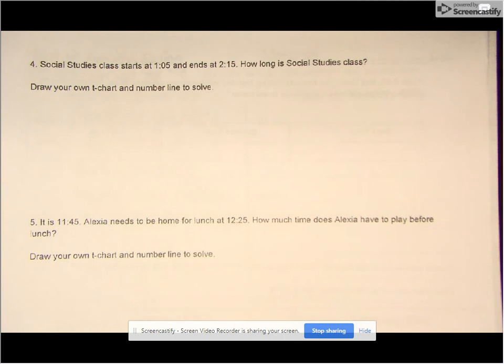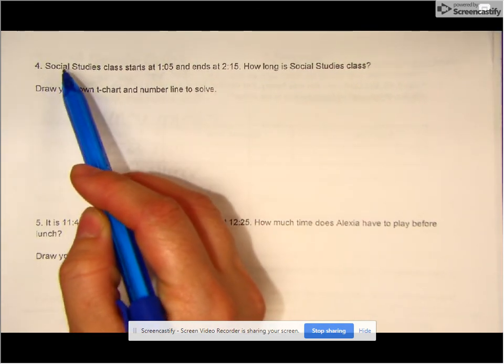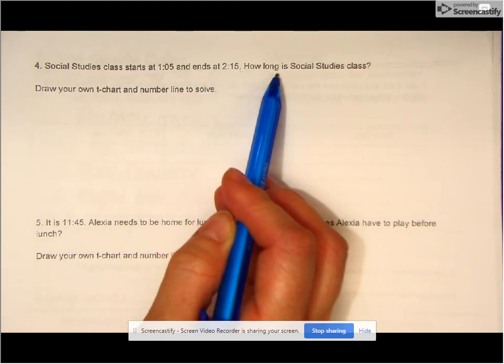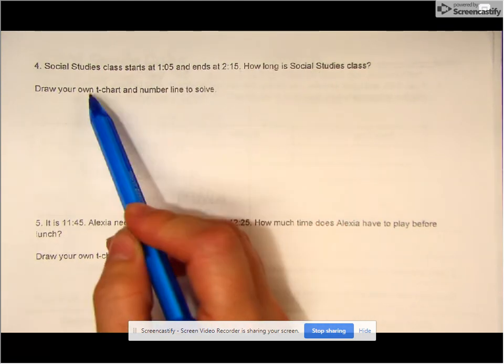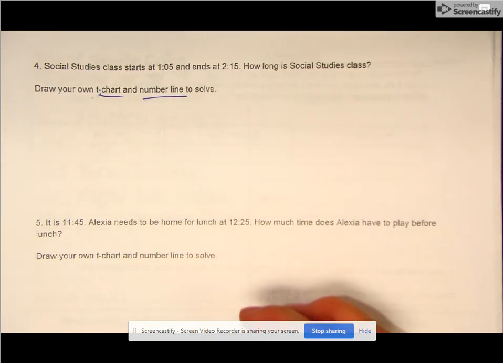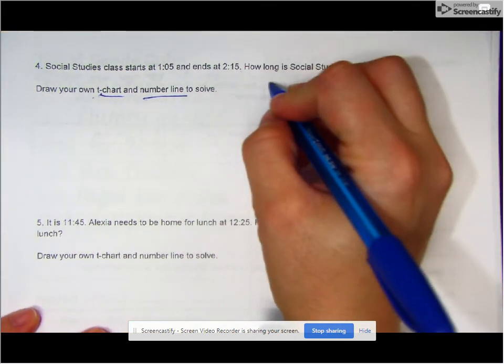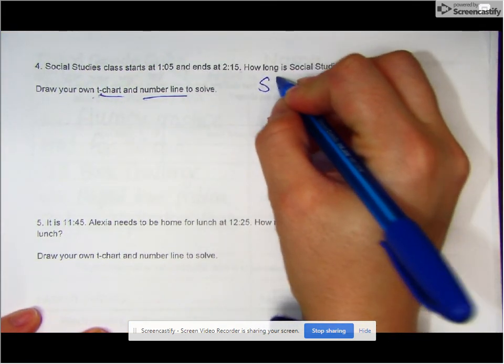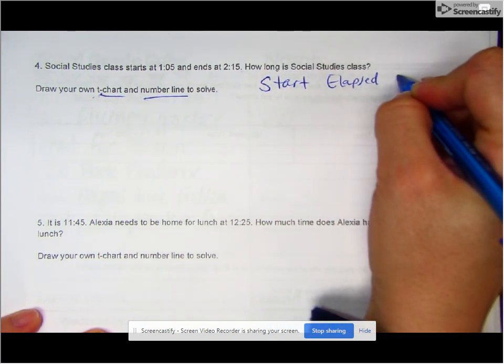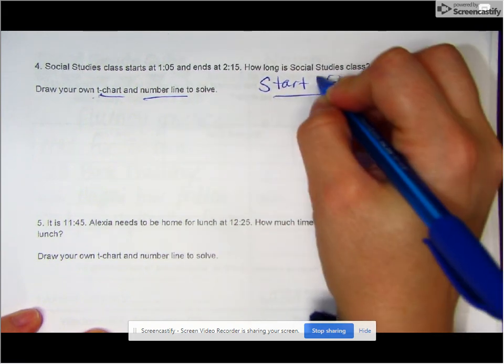And all three of these are the same type of problem where we are looking for the elapsed time. So the first one says social studies class starts at 1:05 and ends at 2:15. How long is social studies class? It says draw your own T chart and number line. And these are the two strategies that we've taught them just to organize their thoughts and think about what they're trying to solve. So every time we do a problem, we think about our start time, the elapsed time, and the end time. So we just have them draw a little chart.